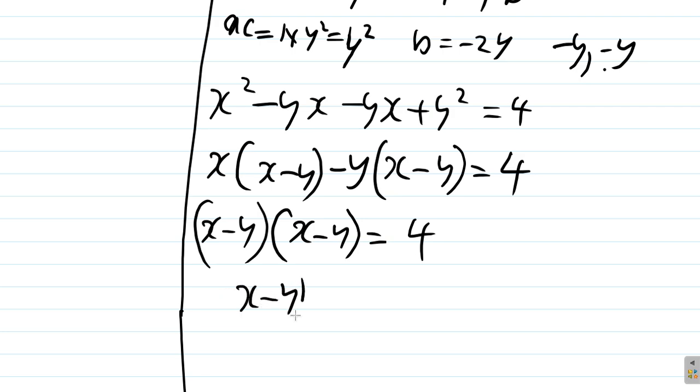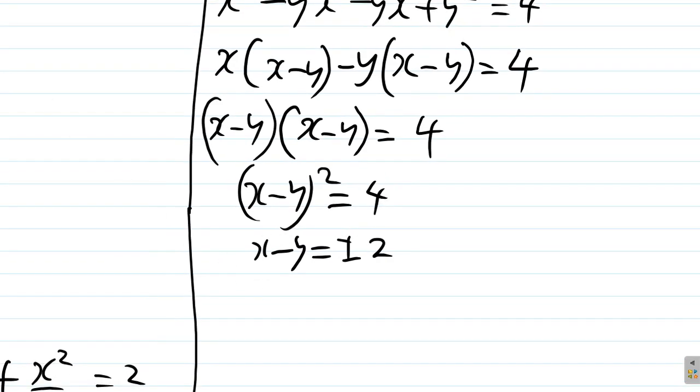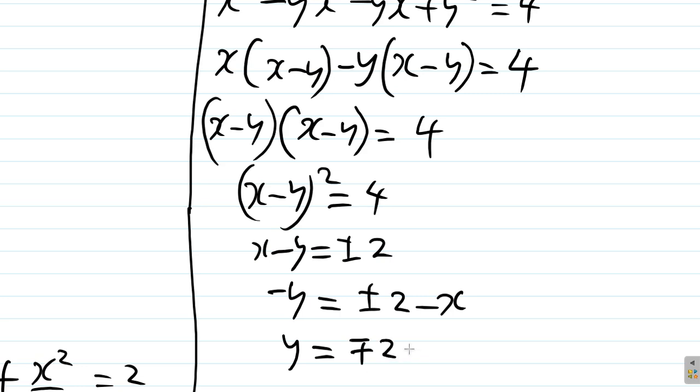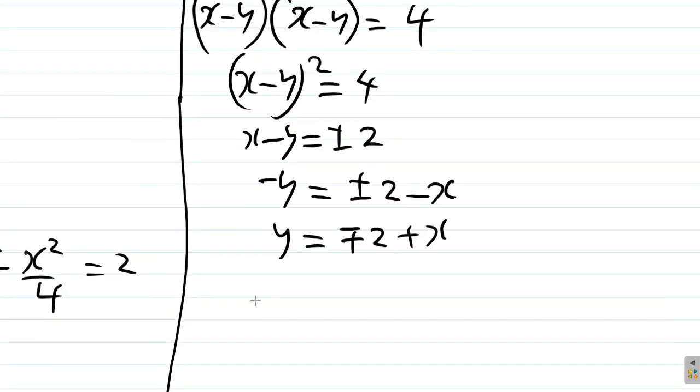So this is x minus y all squared equals 4. So x minus y is positive and negative 2, since the square root of 4 is 2. So what you can say is negative y is equal to positive and negative 2 minus x. If you multiply both sides by negative 1, you get positive y is equal to negative and positive 2 plus x. But we just write this as y equals x minus and plus 2, same as plus and minus 2.